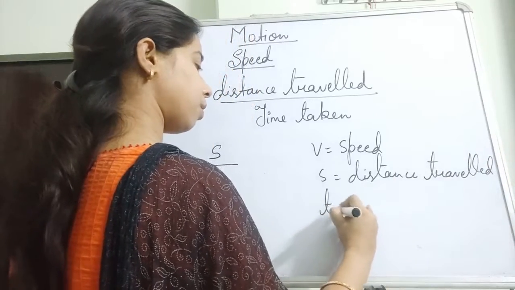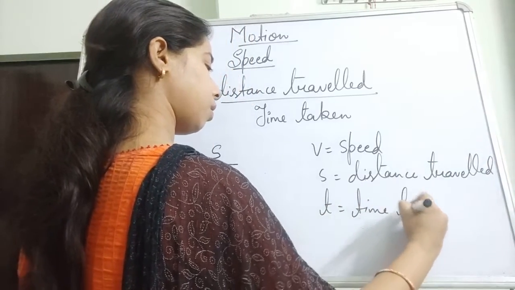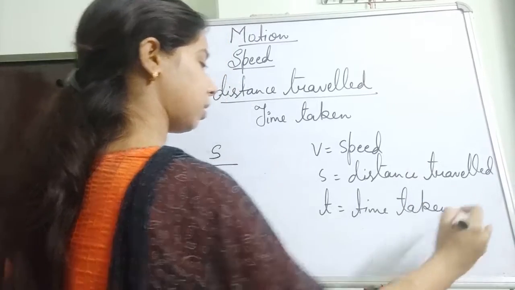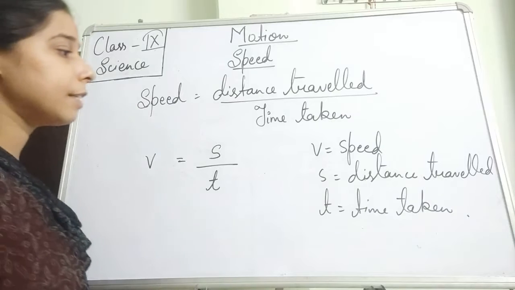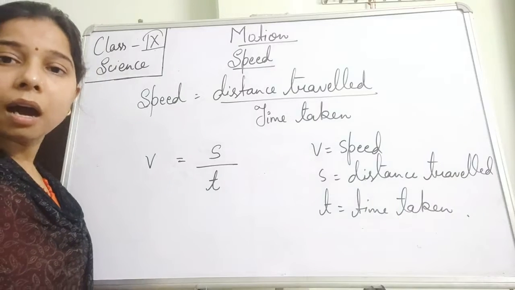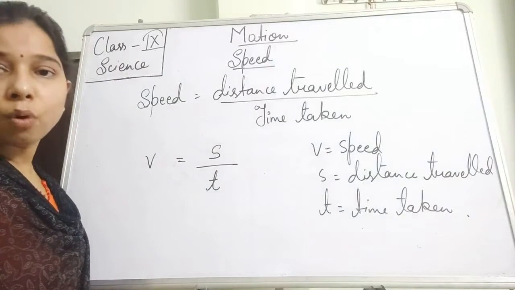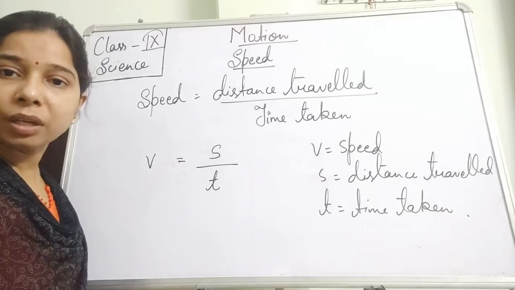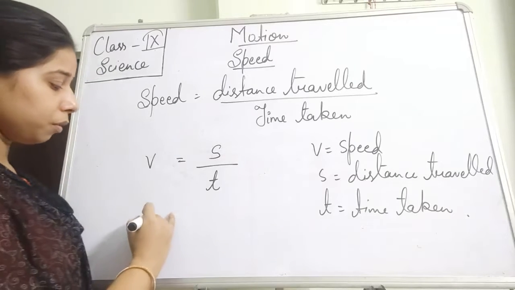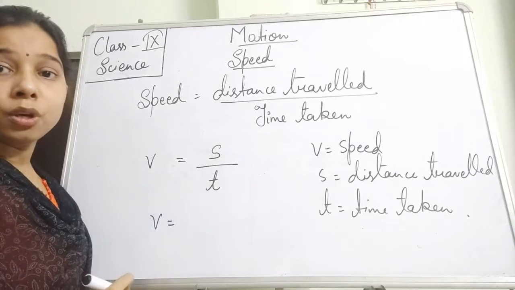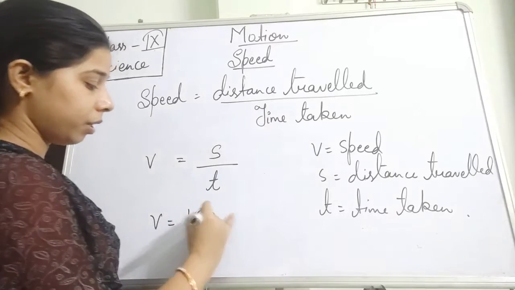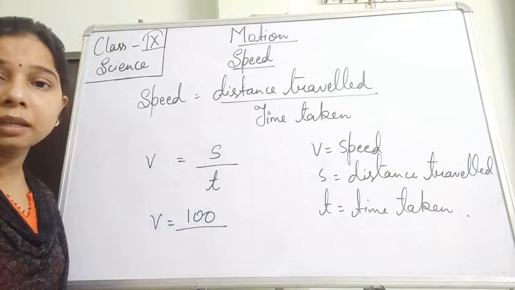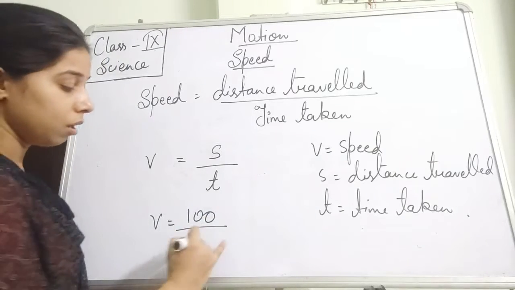And T is equal to time taken. Okay. Suppose the question is that a car is moving 100 km in 4 hours, so what will be the speed of the car? Simply you have to put the value. The distance traveled by the car is 100 km and the time it is taking to cover 100 km is 4 hours.